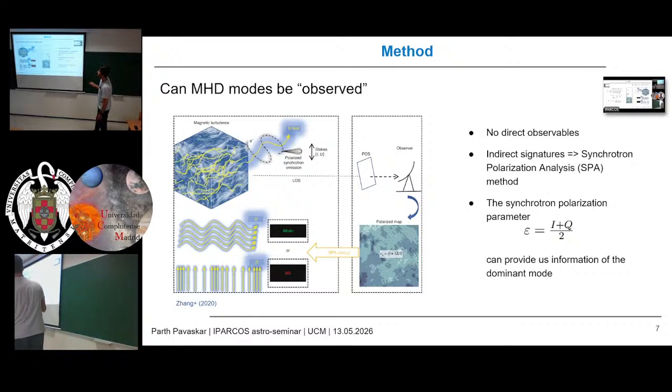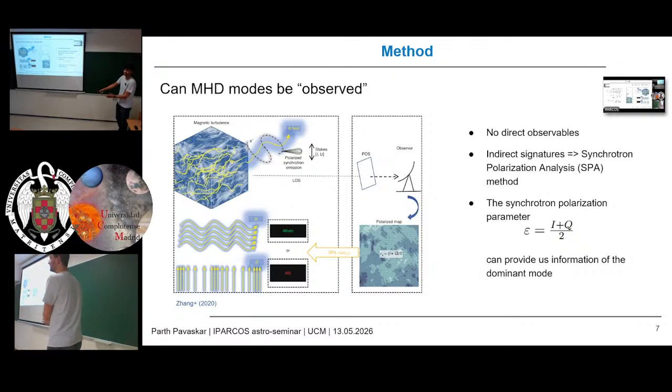Anyway, so can these modes be observed? Sadly, no. And if they could be, they probably would have been already. You cannot observe them directly because, like I said, these are decomposed fluctuations, and not just decomposed, but decomposed in Fourier space. So in real space, you just see a plasma, right? You don't know what's happening there. So there are no direct observables for this.